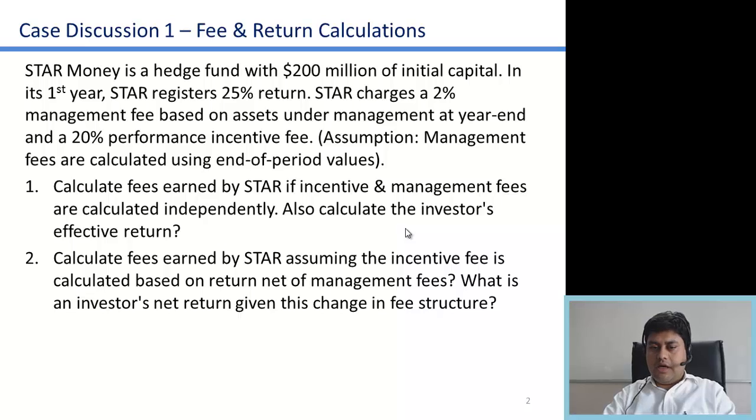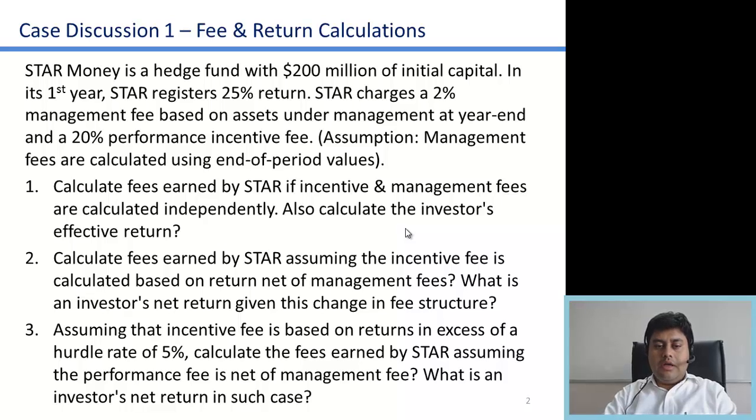Calculate fees earned by Star assuming the incentive fee is calculated based on return of net of management fees. And what is an investor's net return given this change in the fee structure? And third question: assuming that incentive fee is based on returns in excess of a hurdle rate of 5%, calculate the fees earned by Star assuming the performance fee is net of management fee. What is the investor's net return in such a case?